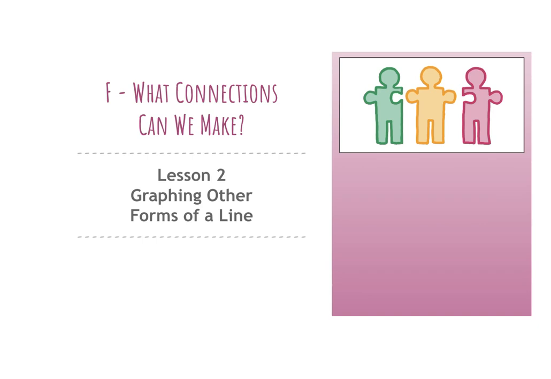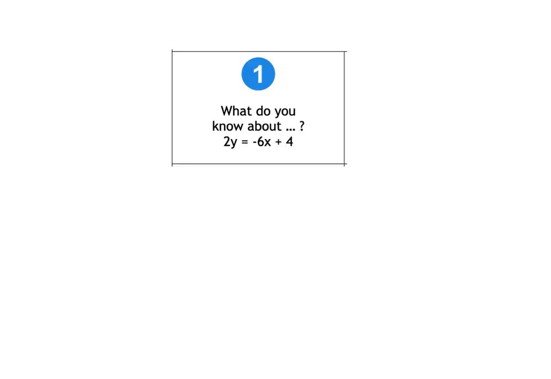Hi everyone, today we're going to do lesson 2 of unit F. We're going to be graphing other forms of a line, meaning forms other than y equals mx plus b. The first question asks us what we know about the equation 2y equals negative 6x plus 4.